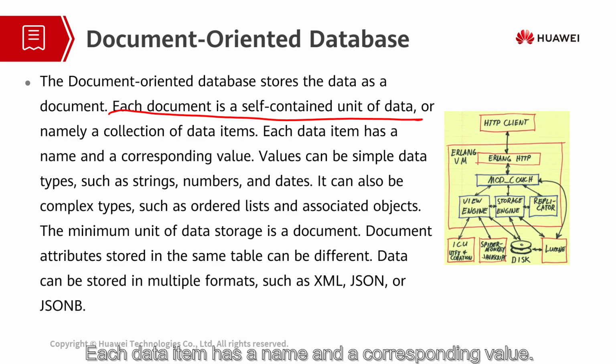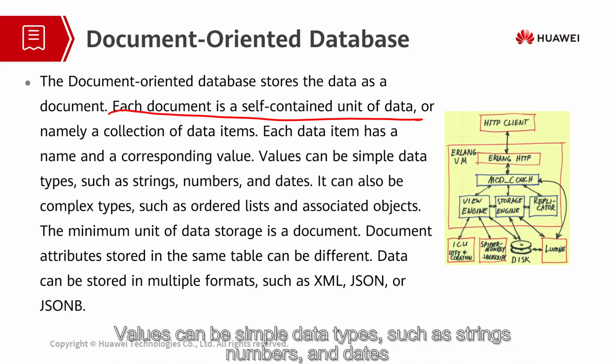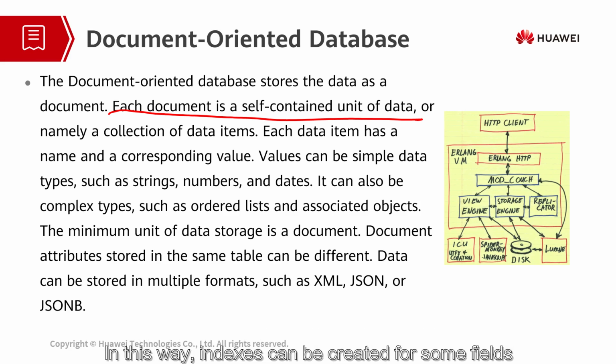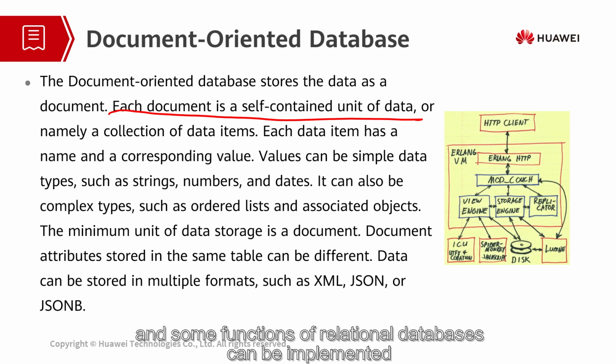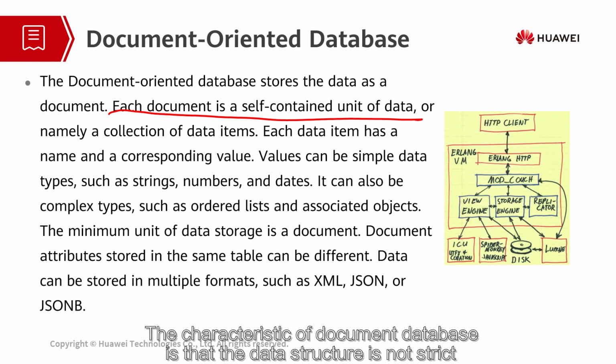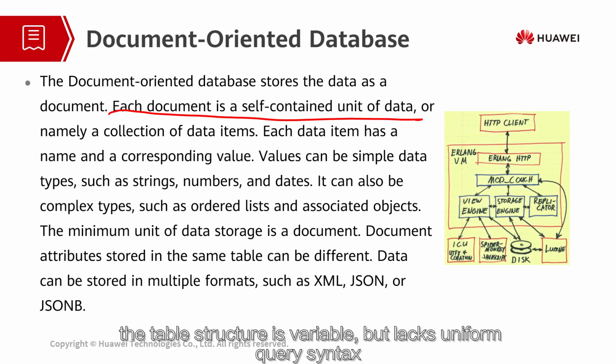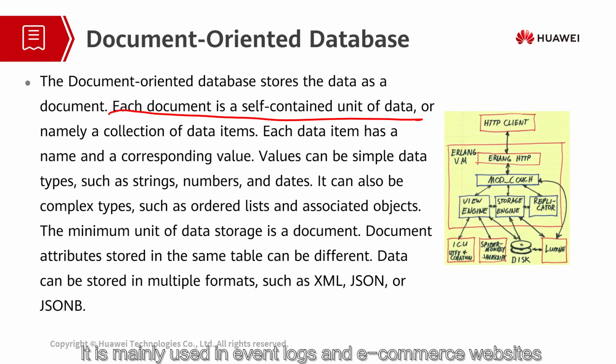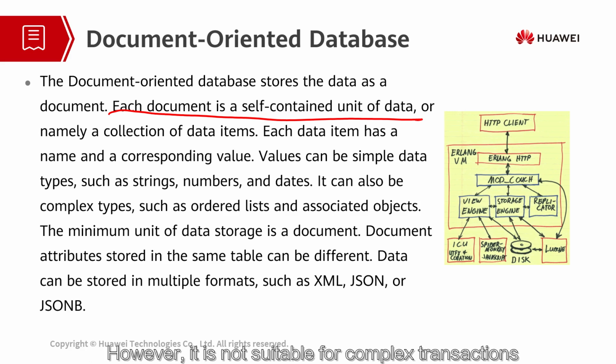Each data item has a name and a corresponding value. Values can be simple data types such as strings, numbers, and dates. In this way, indexes can be created for some fields and some functions of relational databases can be implemented. The characteristic of document-based database is that the data structure is not strict. The table structure is variable but lacks uniform query syntax. It is mainly used in event logs and e-commerce websites. However, it is not suitable for complex transactions.